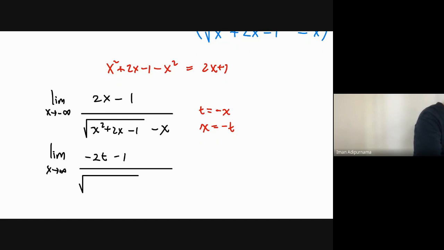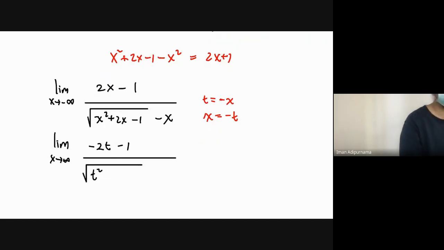The negative t squared is positive t squared. Okay, and 2x becomes negative 2t, negative 1, and then negative x becomes plus t. I think this and then this will be t.